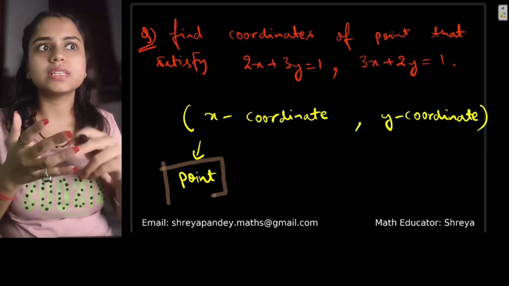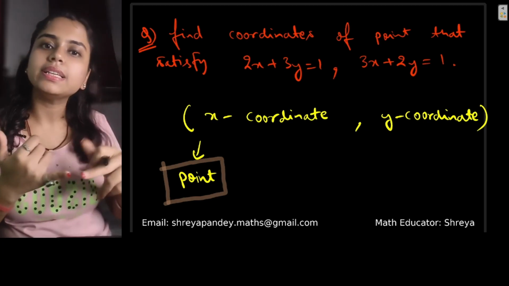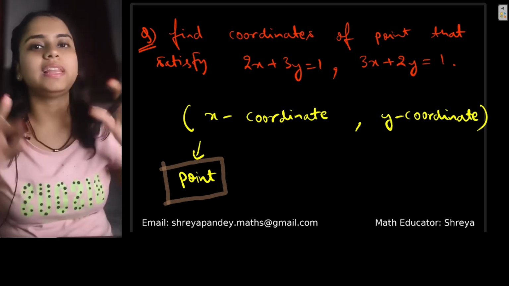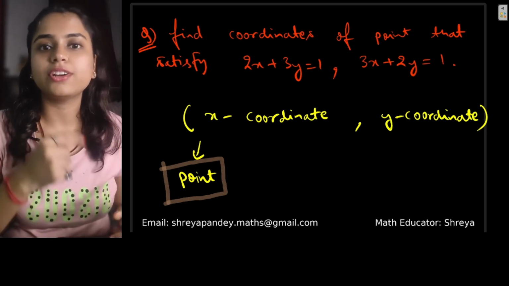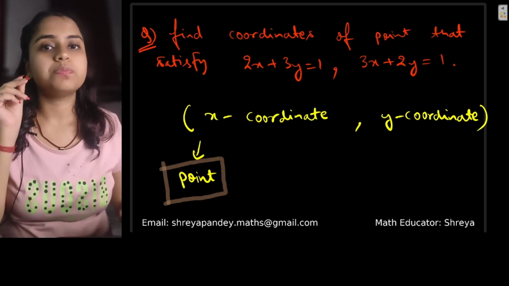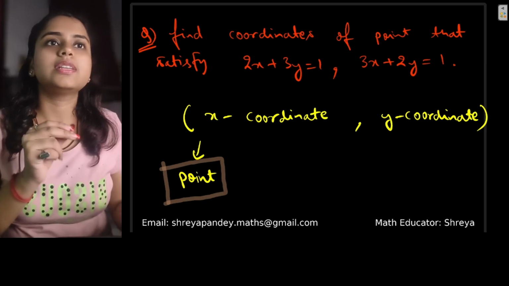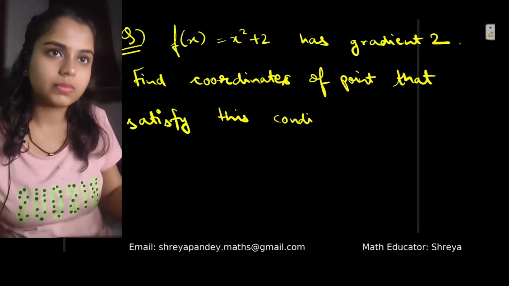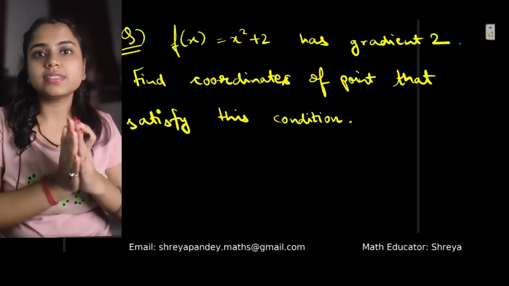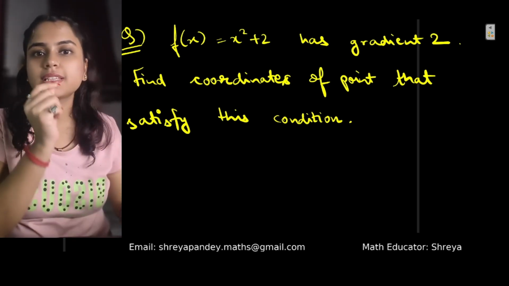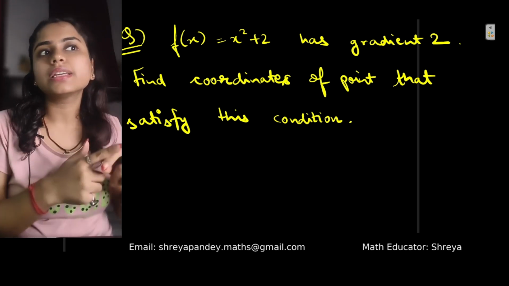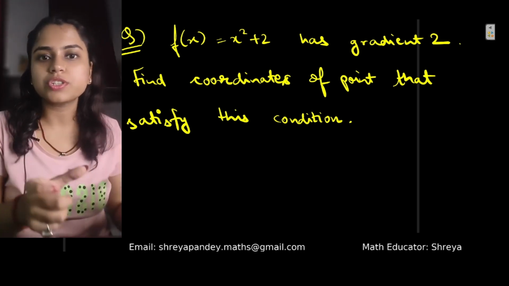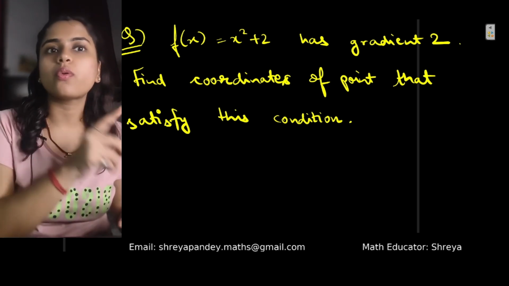If it says find the coordinates, they will find either x or y, and they'll be leaving their question, especially in calculus where the gradient or the derivative is there. So be sure. Let's say the question is, f of x is x square plus 2. So it's a parabola that has a gradient 2. Then the question says find the coordinates of the point that satisfy.